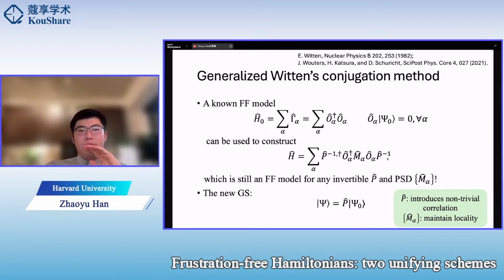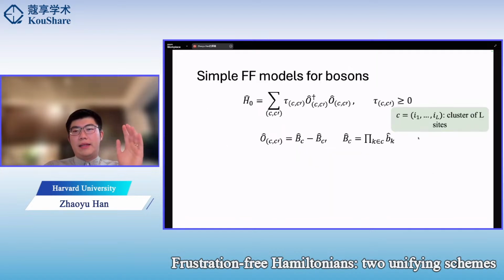Right. Okay, this is the general method, and then let's try to apply this method to bosonic systems. So for bosons, there is a class of very simple known frustration-free models taking this form, where each O is defined by two clusters of sites of the same size, L. We call them C and C prime, okay? And for each cluster C, we can define a B sub C as a product of the annihilation operators within this cluster. Then O_CC' is simply the difference between B_C and B_C'.